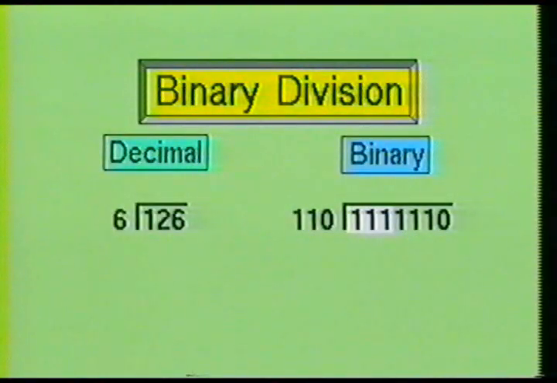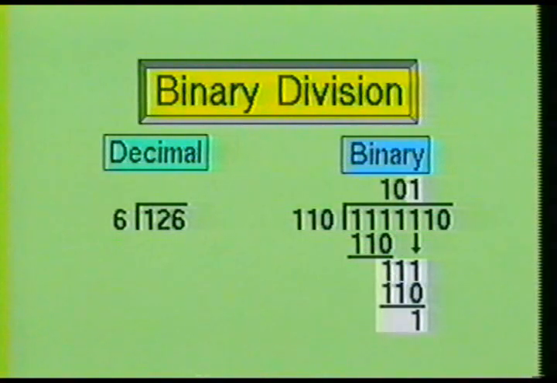The smallest number that 110 will divide into is the first three bits of the dividend, which is 111. Therefore, we will place a 1 above the third bit and subtract the 110 from the 111. As you can see, this will leave a remainder of 1. At this point, we bring down the next bit, which is a 1. Since 110 will not divide into 11, we place a 0 above this bit.